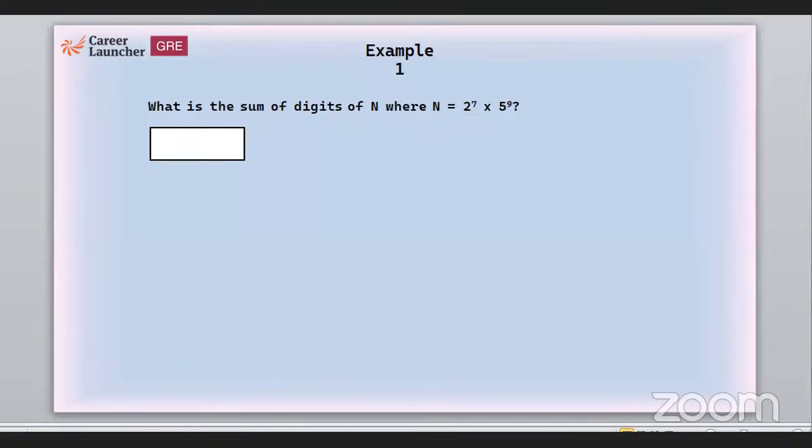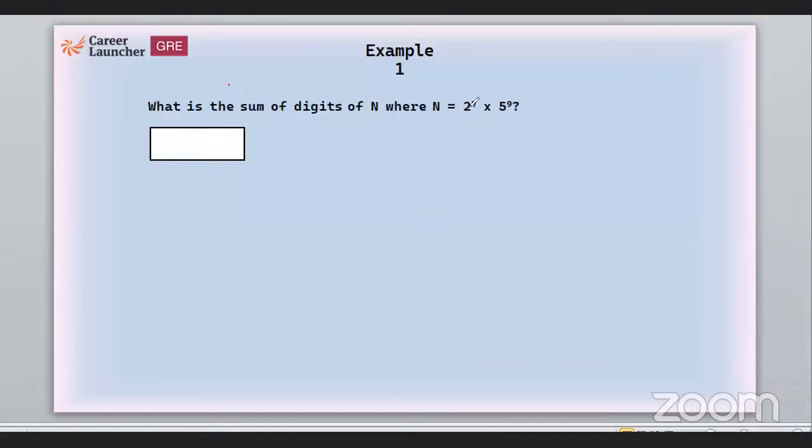Seven. So that's correct. Very good. Let's see if others are also getting the same. Everyone, you getting this?